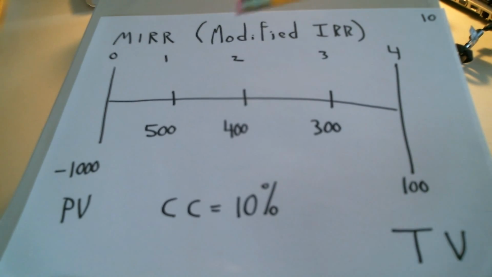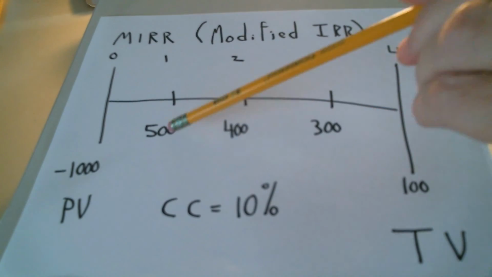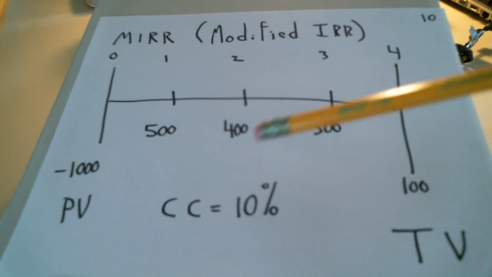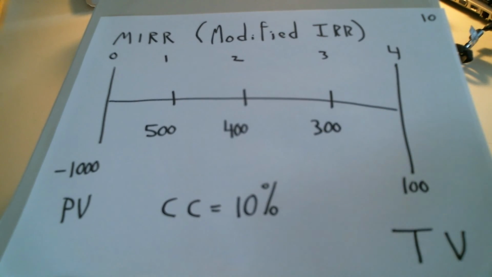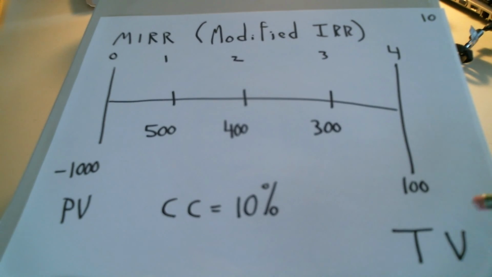So if we have the same numbers, we laid out $1,000, and we're getting these cash flows coming in at year 1, 2, 3, and 4. Cost of capital is 10%. What we have to do is define a couple of terms first. That $1,000 is your present value. When the project ends, that's called the TV, the terminal value. So when the project ends at the 4th year, that's called the terminal value.